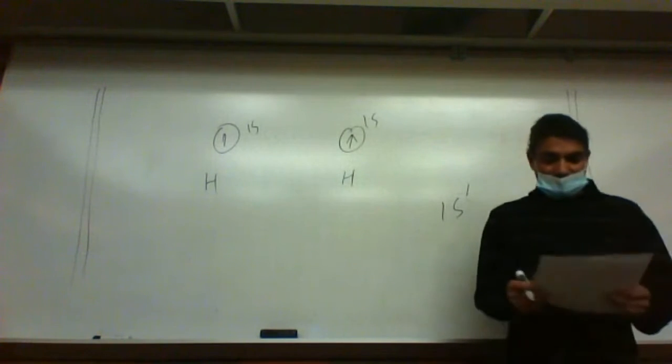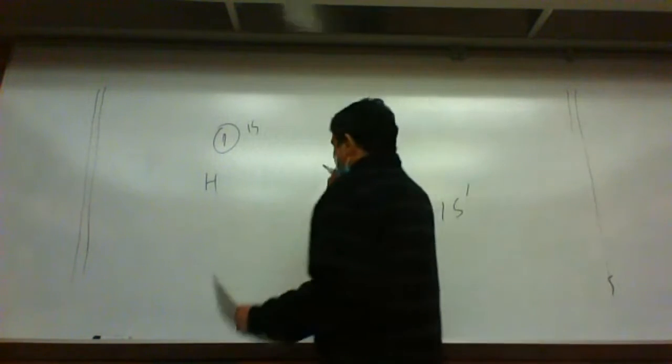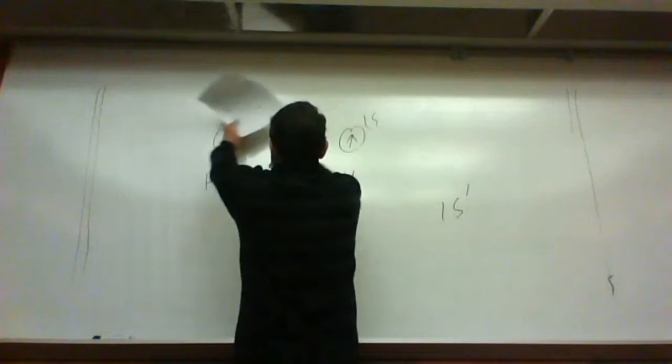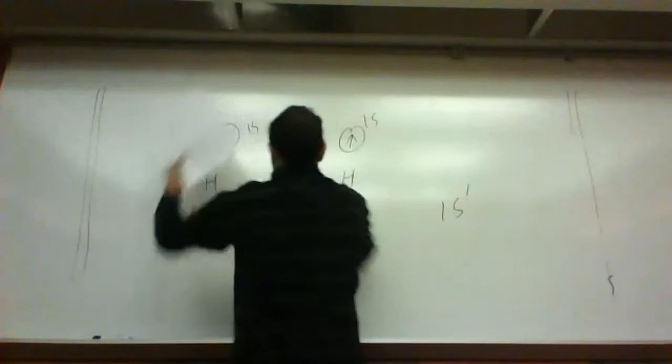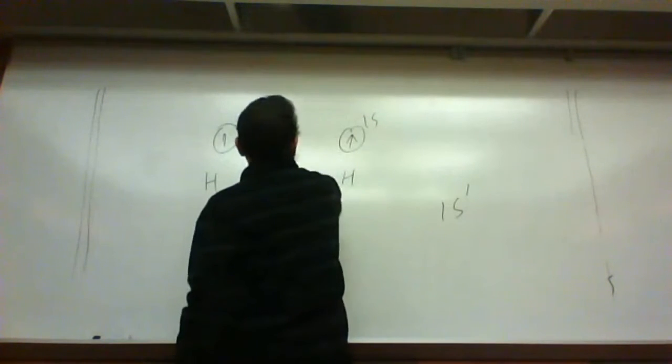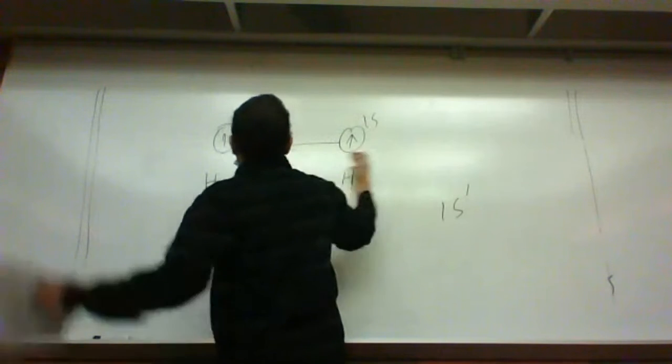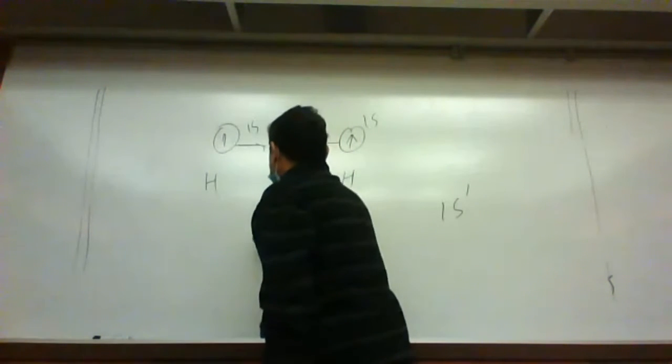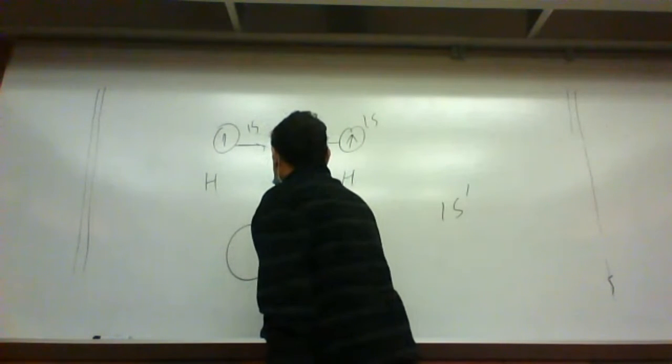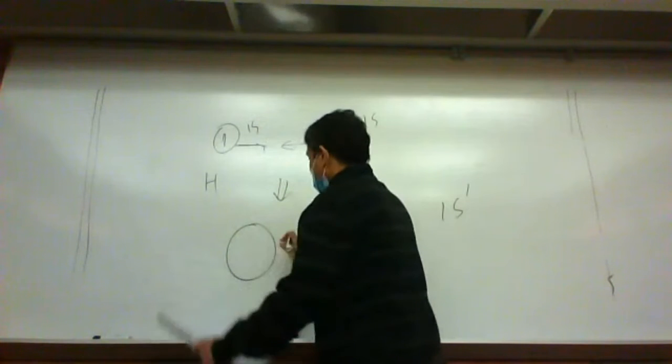Make sense? So what we do is we bring these two atoms together like this. Bring this way and bring this way and overlap these two. So what happens here is like this. They overlap. How is the structure?